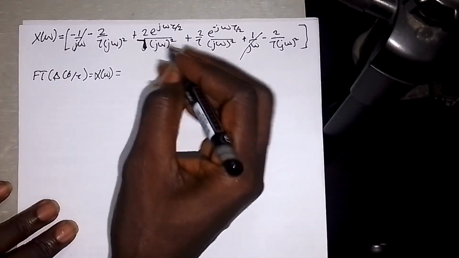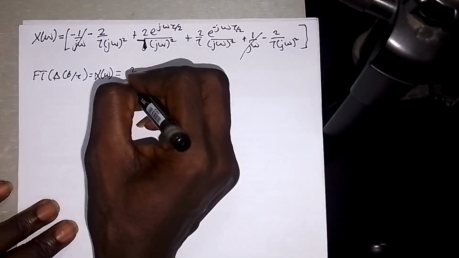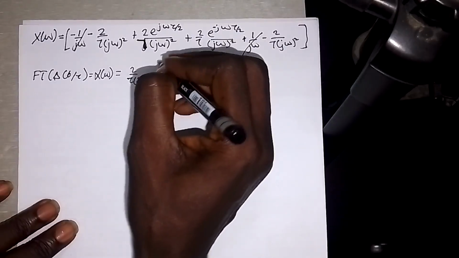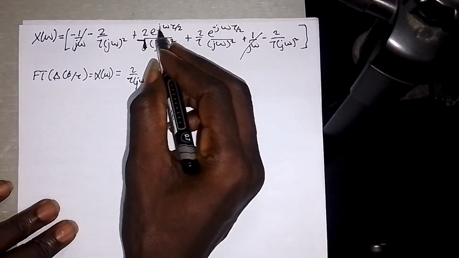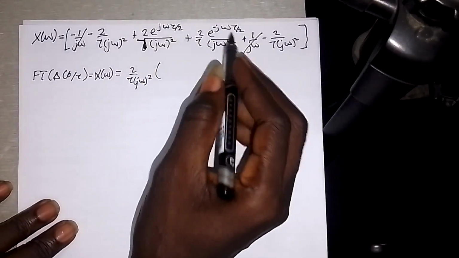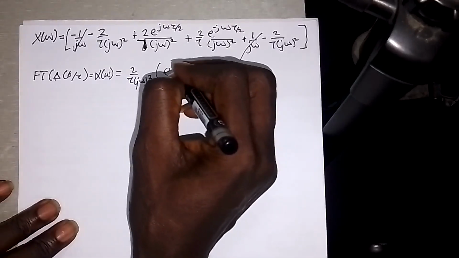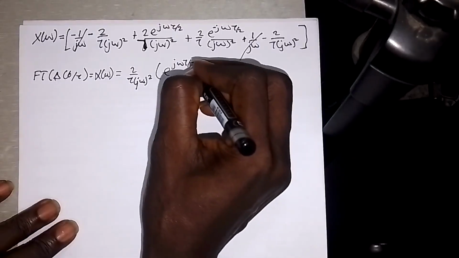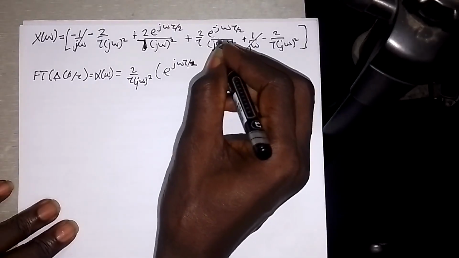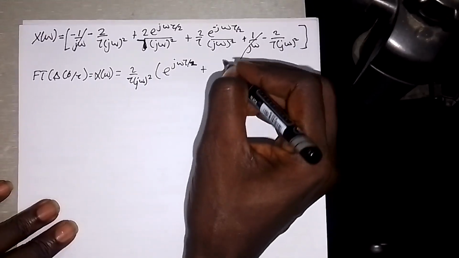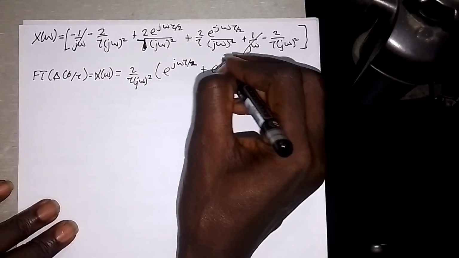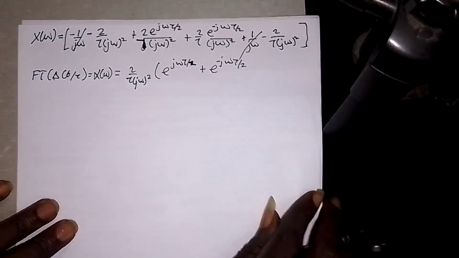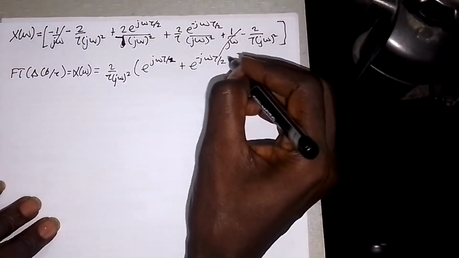Now here I can bring 2 on tau out, and then j omega squared can join them. If I bring that out, I'll have this one and then this one. In that case I'll have e to the power j omega tau on 2, plus this place, which is e to the power minus j omega tau on 2. Okay, that's what I'll get. Then I can close it.